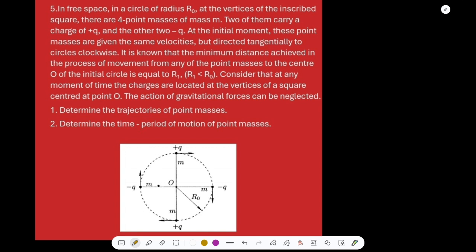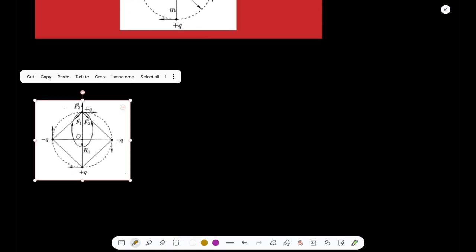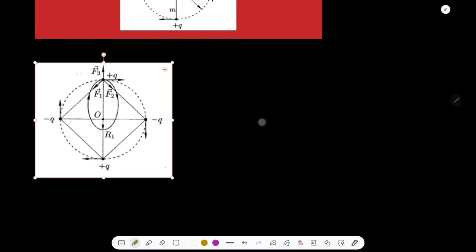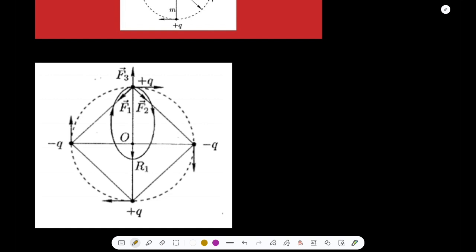I have drawn a picture for this. Just let's take a good look at the picture. Many things are drawn, but I'm going to explain. First, the inscribed square you can see, and due to symmetry, all point masses will move along the same trajectories, remaining at each moment of time on a circle of some variable radius.